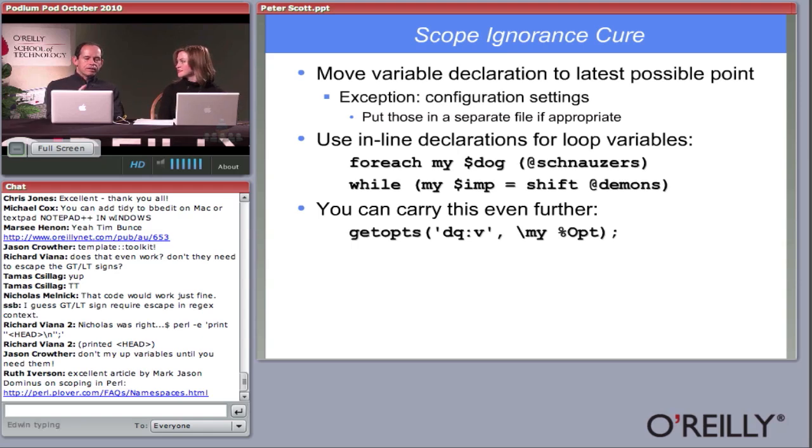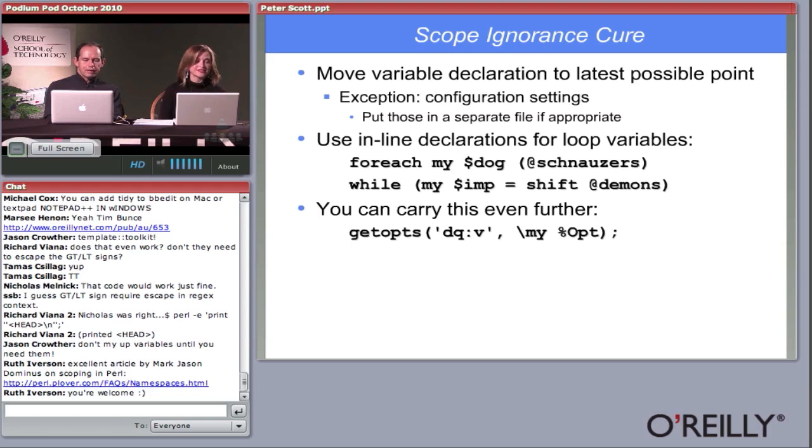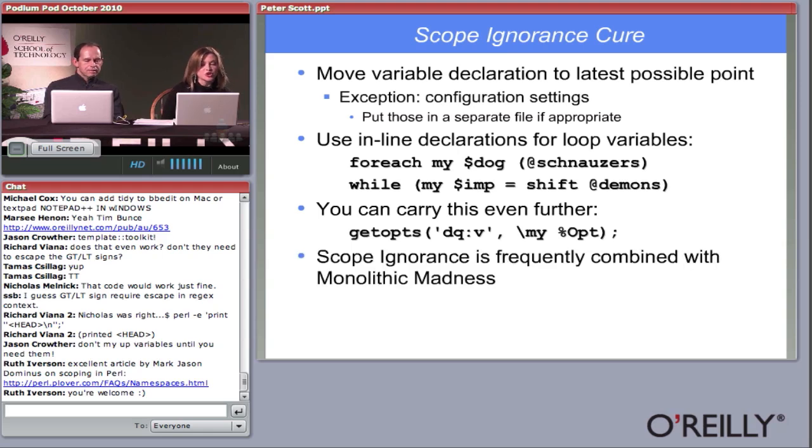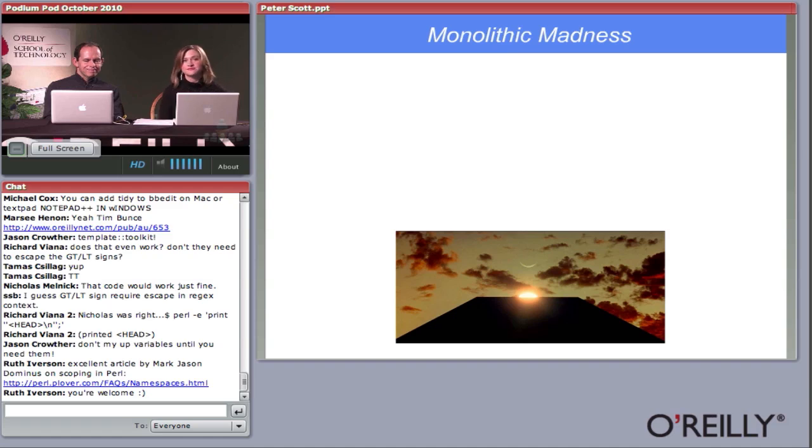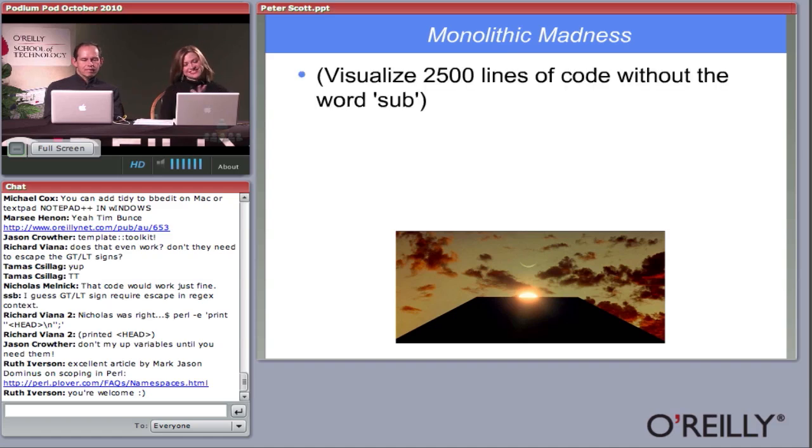Exactly. Yeah. Ruth, thanks for posting that URL to Mark Jason Dominus's article on scoping, Coping with Scoping. That's a classic article that never goes out of style. It's really, really worth reading. Okay. Yes, and Jason says, don't my up variables until you need them. It's absolutely true.